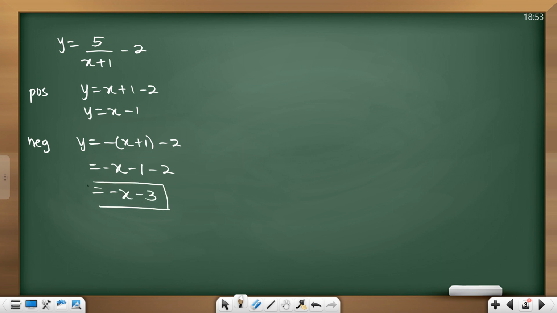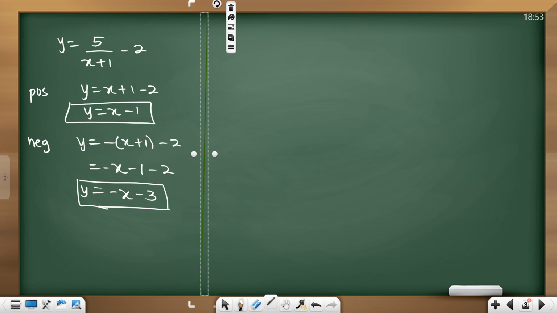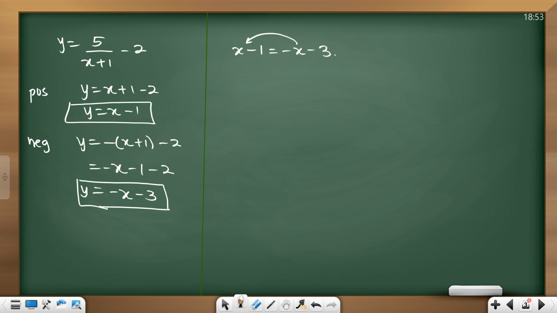All right, now check. The examiner would give you these two equations saying the axes of symmetry are those. Find their asymptotes. All you need to do is to equate them, because that is a point of intersection. So x minus 1 equals minus x minus 3. Bring that there. 2x equals minus 2. What is x?